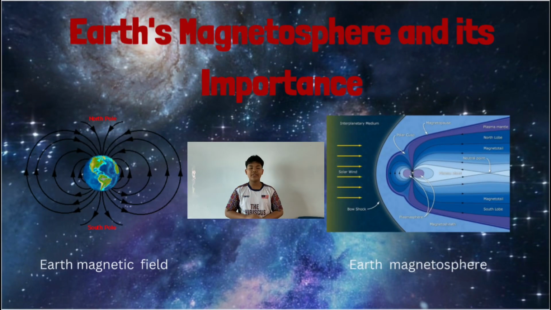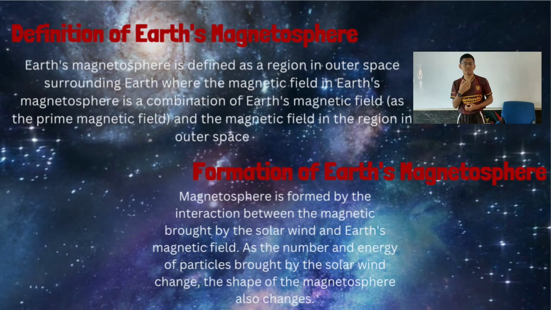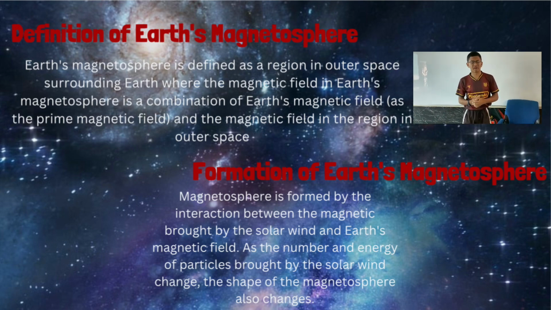Now, we can talk about Earth's magnetosphere and its content. We're going to study Earth's magnetic field and Earth's magnetosphere. Let's look into the definition of Earth's magnetosphere. What is Earth's magnetosphere? Earth's magnetosphere is defined as a region in outer space surrounding Earth where the magnetic field is a combination of Earth's magnetic field, known as the prime magnetic field, and the magnetic field in the region in outer space.